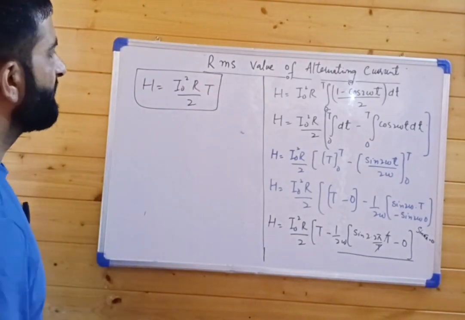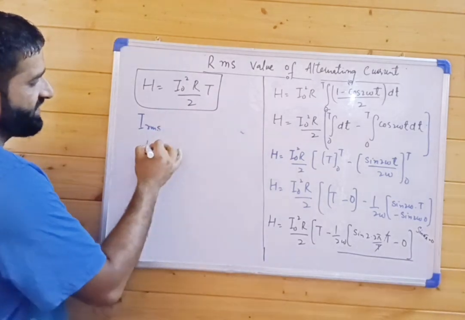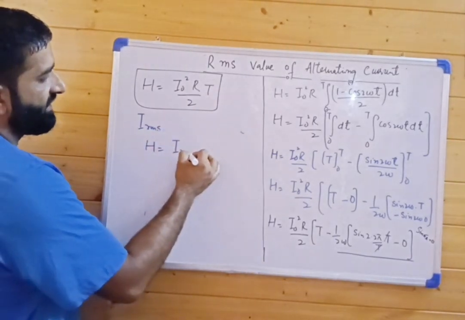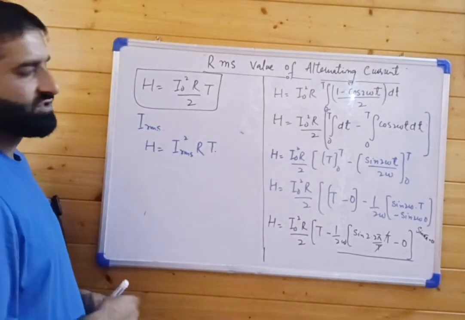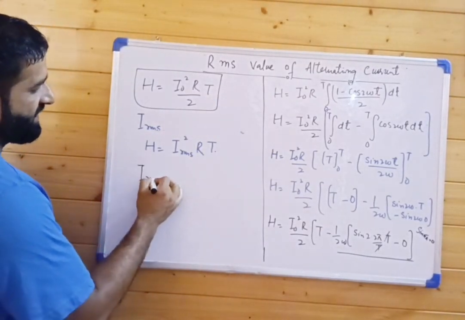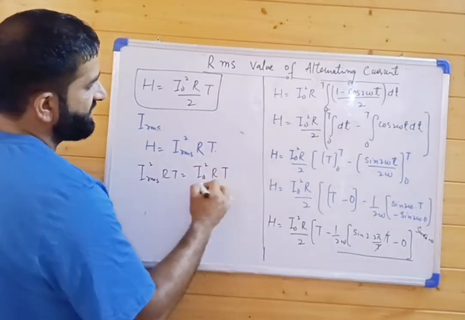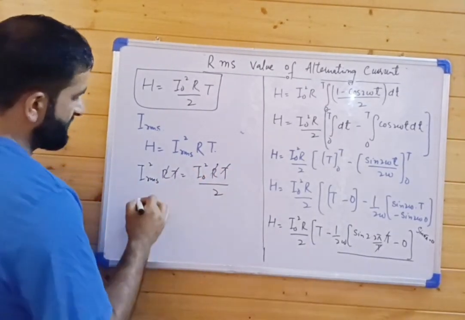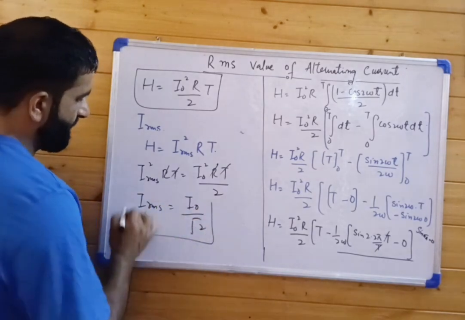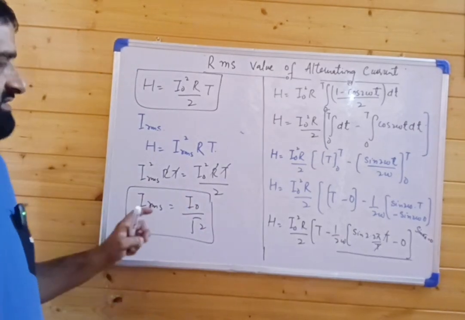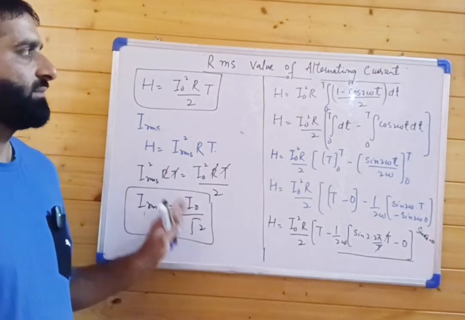Now if I RMS is the value of the root mean square current, the heat produced during the time T will be H equal to I RMS whole square into resistance into time. As this heat produced and the other heat produced are the same, we have I RMS whole square RT equal to I0 square RT divided by 2. T and T cancel, R and R cancel, so I RMS equals I0 divided by root 2. So the value of I RMS is 1 by root 2 times the peak or the amplitude of the current.